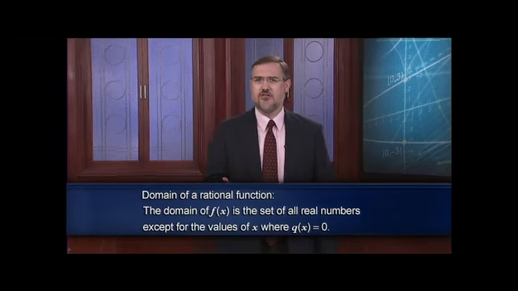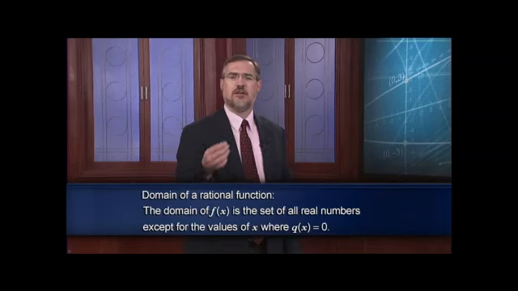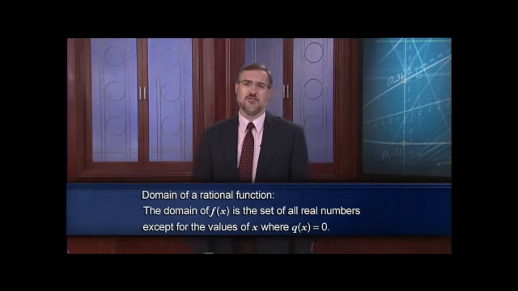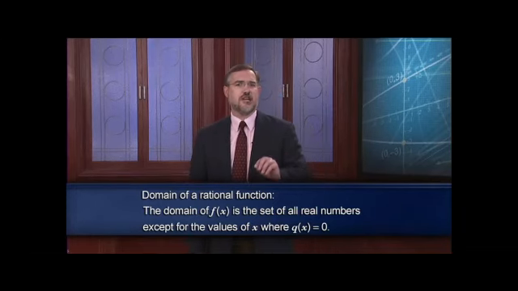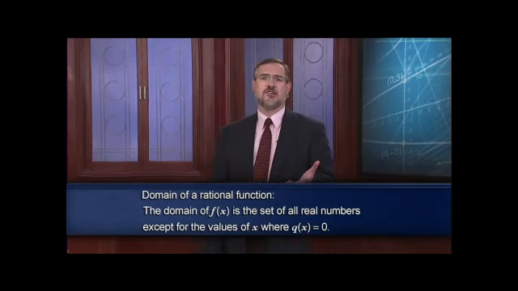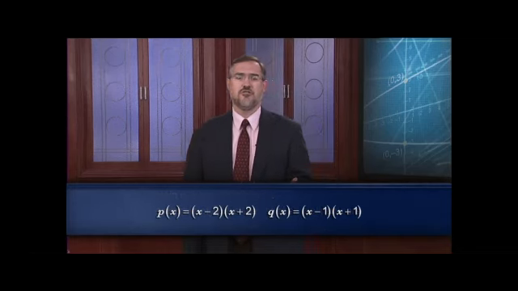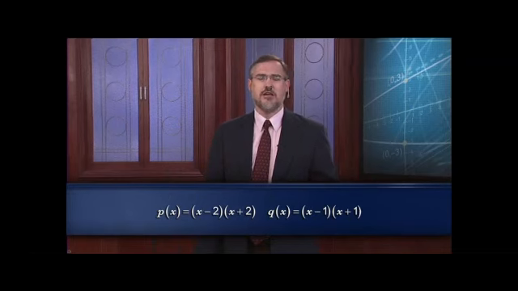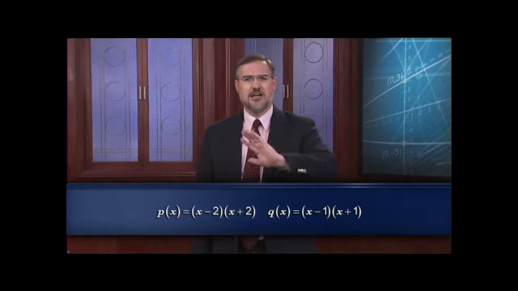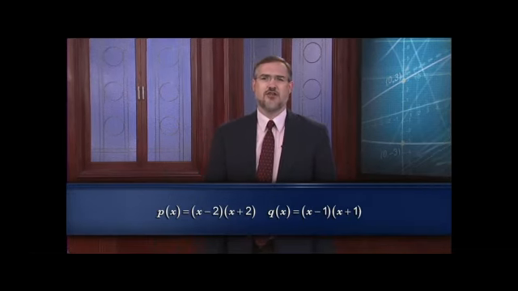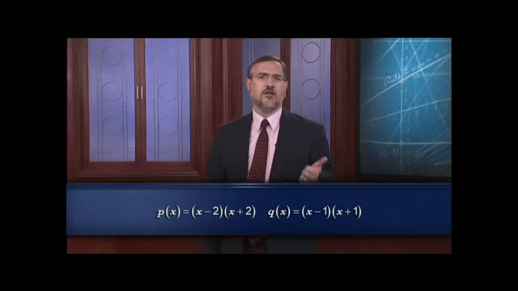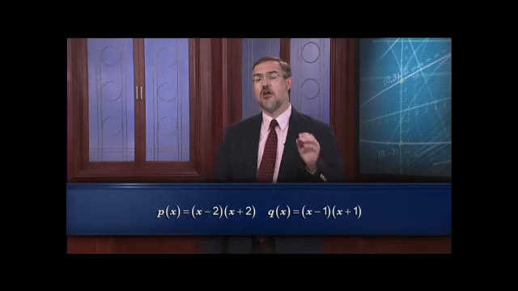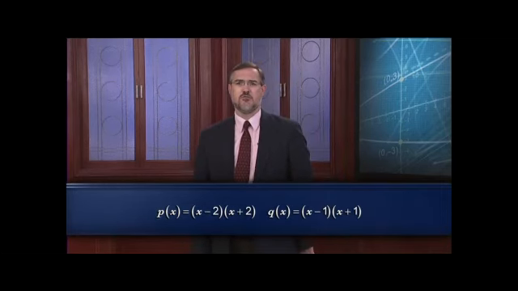That's the set of values of x where the denominator is going to equal 0, and that's the values that will cause that division by 0. So in the example I just completed, p of x was x minus 2 times x plus 2, and q of x was x minus 1 times x plus 1. And the values that we couldn't allow in the domain of the rational function were x equals 1 and x equals negative 1, because these were the two values of x where q of x equals 0.